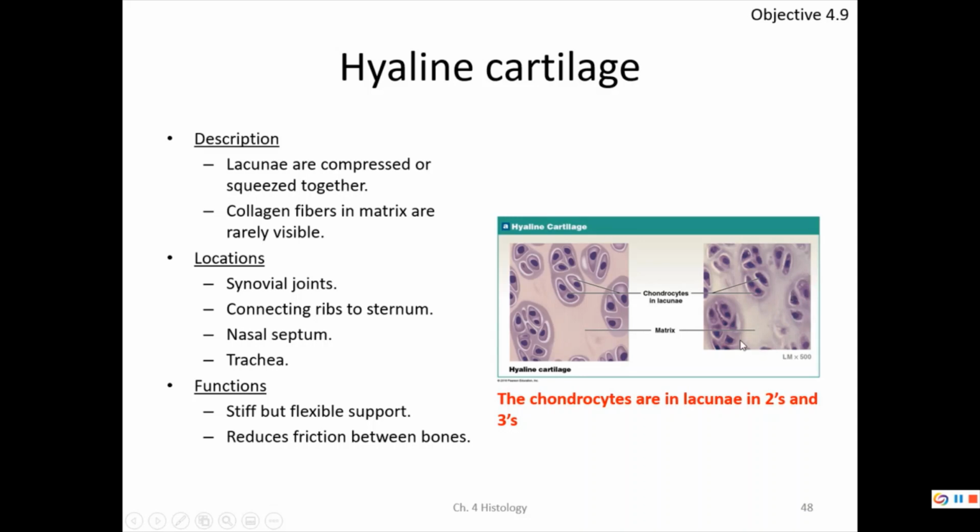They're found in synovial joints, your rib tips, your nasal septum, and your trachea. Stiff but flexible, and reduces friction between bones. Now, the thing is, what you're going to do is this is one of the places where, like I said, flashcards do work, but ultimately do what we talked about in study group.